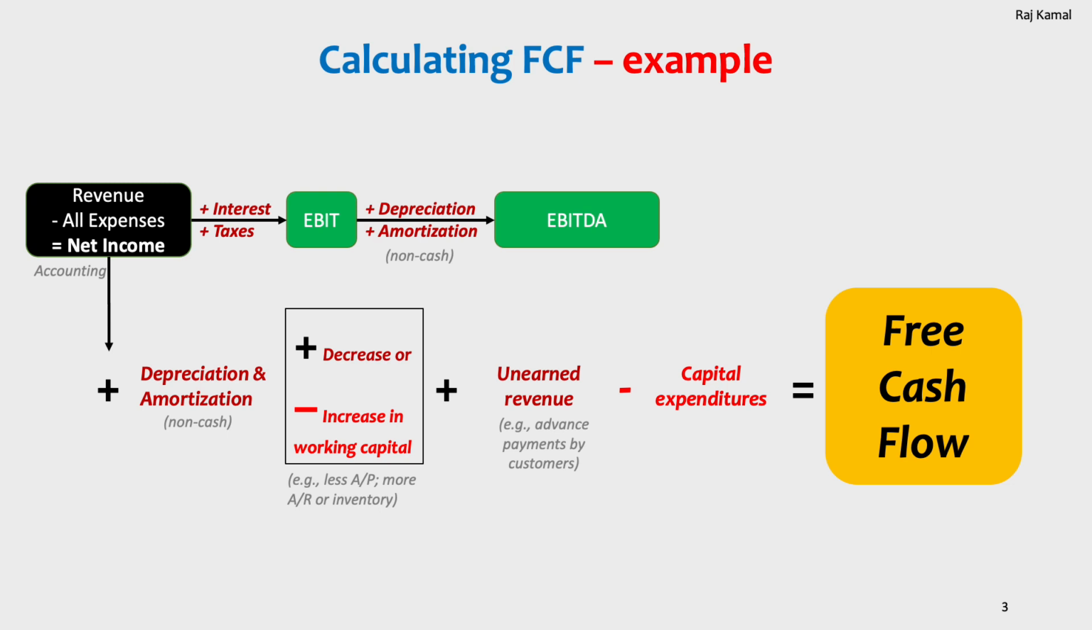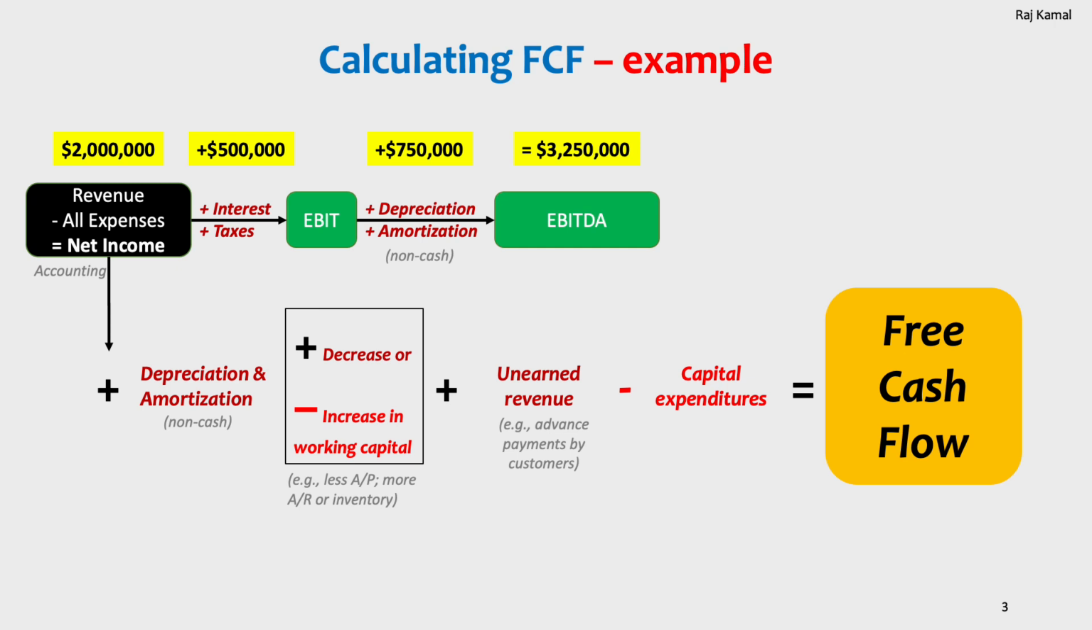Let's go through an example to see how to calculate free cash flow. Let's assume for a moment that the net income is $2 million and the interest and taxes are another $500,000. Plus the depreciation and amortization, which are non-cash expenses, are $750,000. So the EBITDA, which is earnings before interest, taxes, depreciation, and amortization, is $3.25 million.